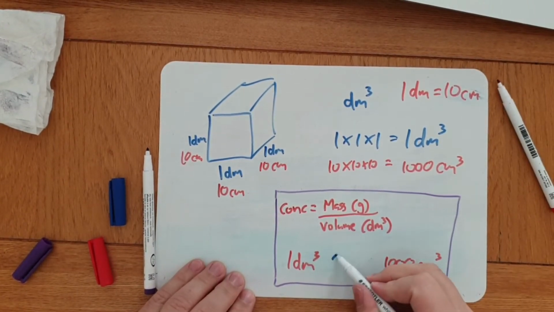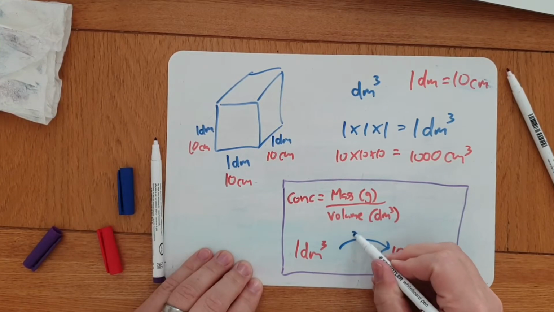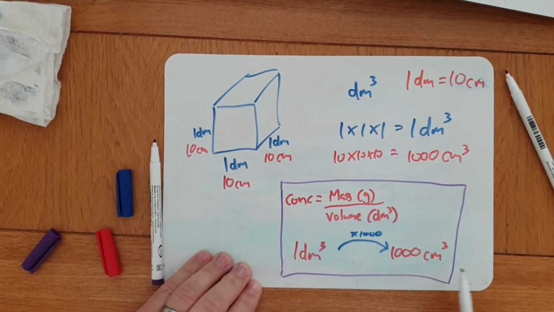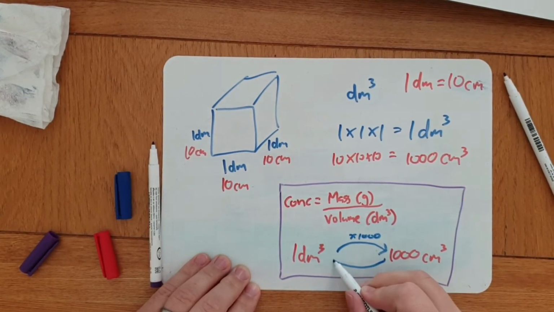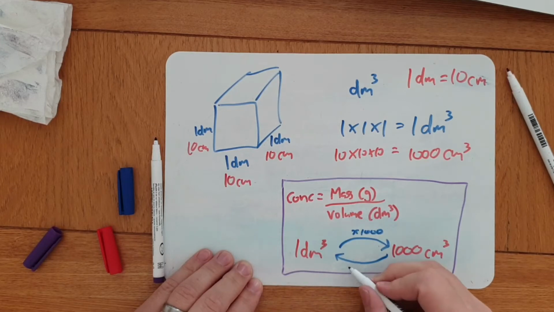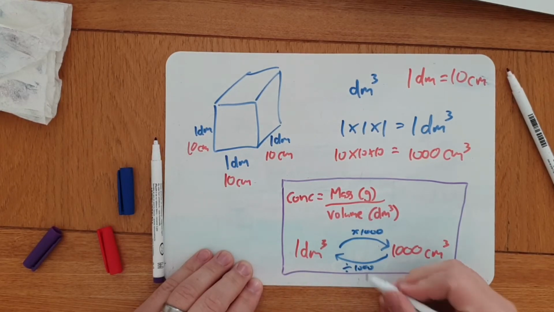Well, how do you turn 1 into 1,000? You times it by 1,000. So to turn a decimeter cubed into a centimeter cubed, you times it by 1,000. How do you turn a centimeter cubed into a decimeter cubed? Well, 1,000 into 1, you divide it by 1,000.